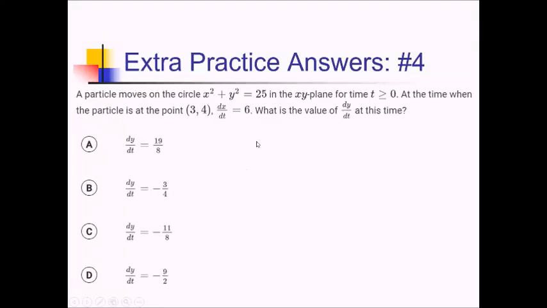For this problem, we have a particle moving on a circle with this equation. And we want to know at the time when the particle is at the point (3, 4) and dx/dt equals 6, what is the value of dy/dt at this time? So since we have multiple rates of change involved in the same problem, this is a related rates problem.